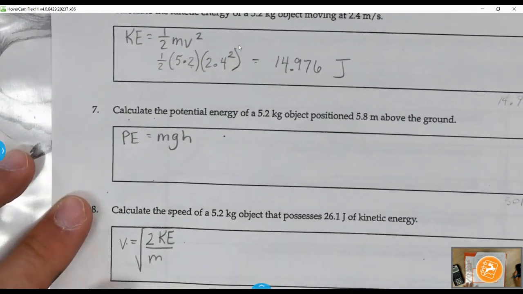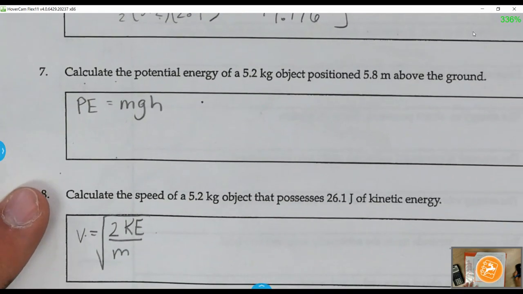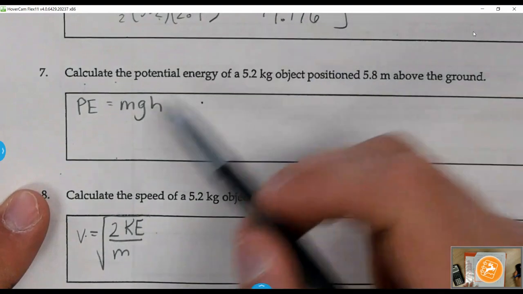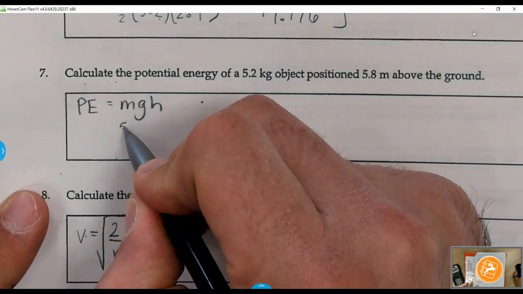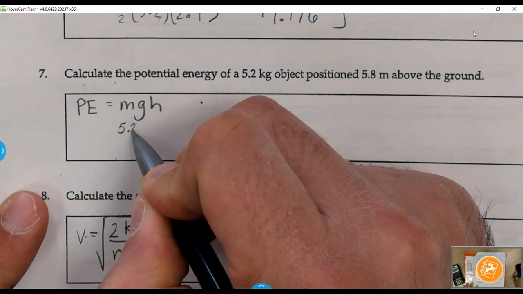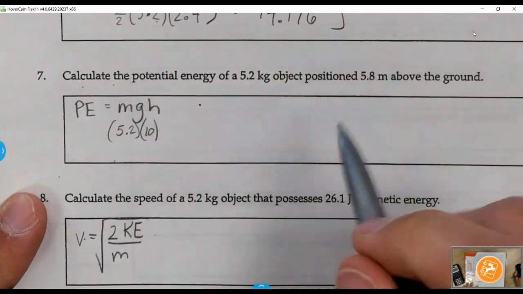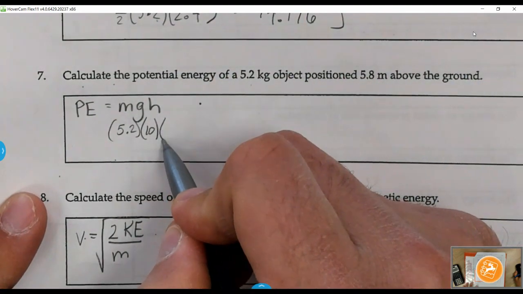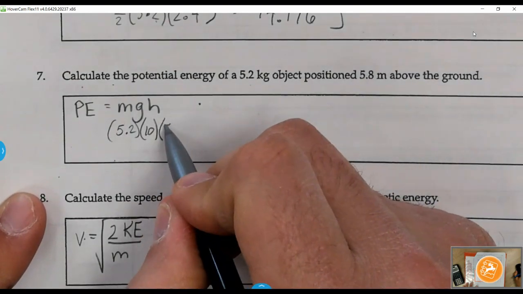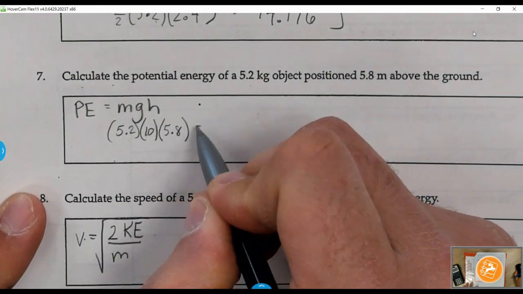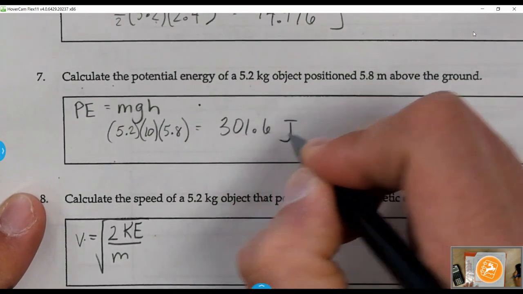For the potential energy here, that was for kinetic, this is for potential. You have a mass of 5.2. We're using 10 for gravity instead of the 9.8, just because sometimes it gives us nicer looking numbers. And then a height of 5.8 meters above the ground, and you should get an answer here of 301.6 joules.